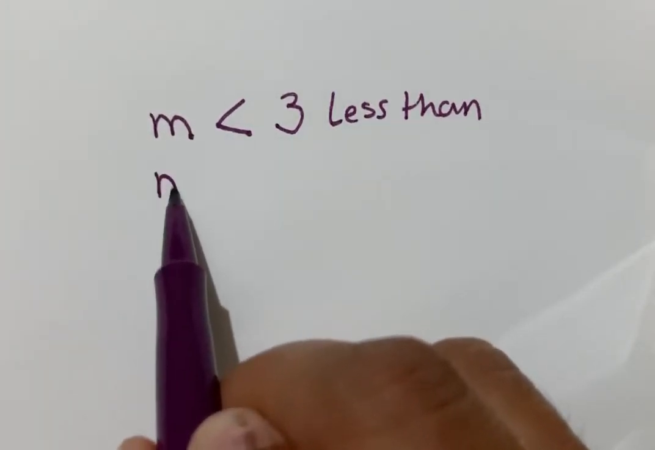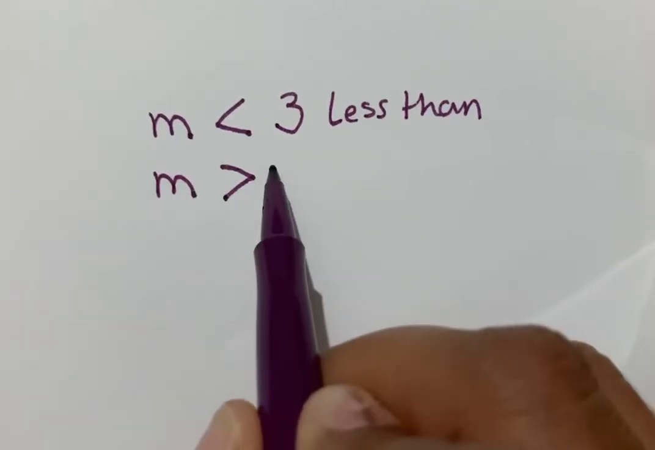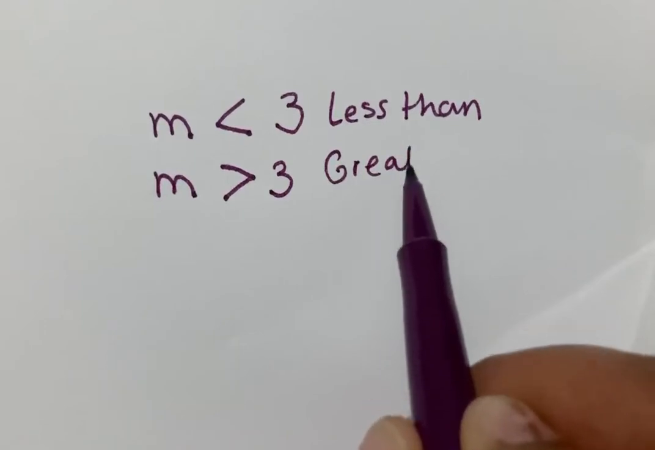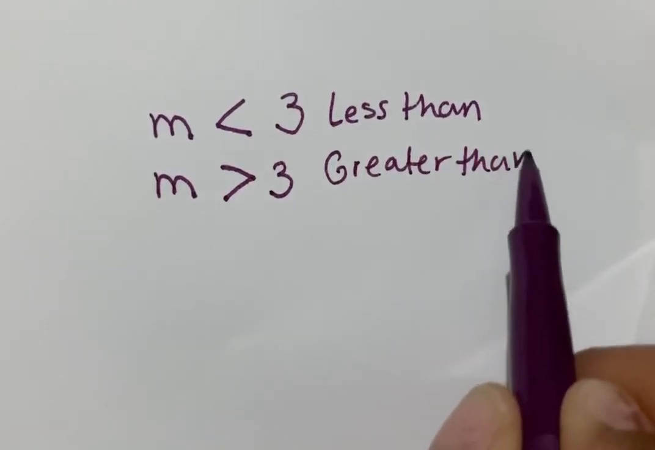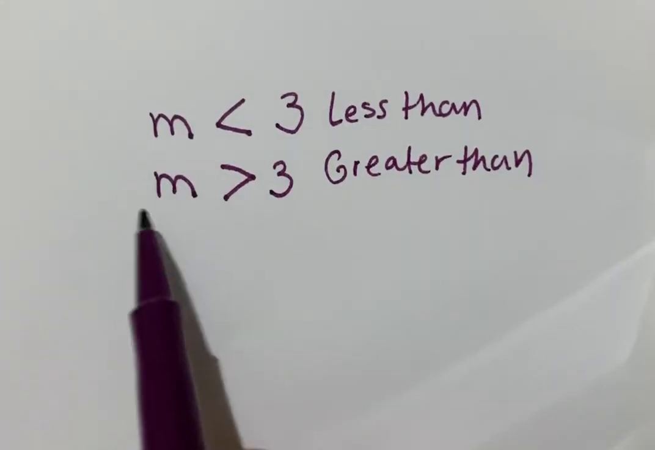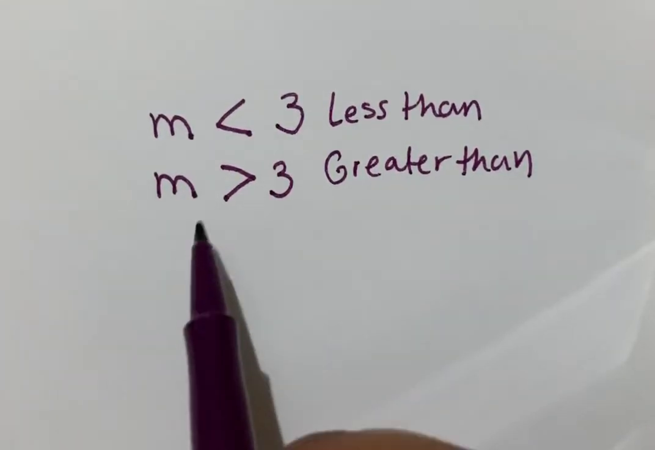If m is greater than 3, then this is greater than, and you would have to pick values that are bigger than 3. Even 3.5 is bigger than 3. 4, 5, and we can keep on going forever and pick any value that is greater than 3.